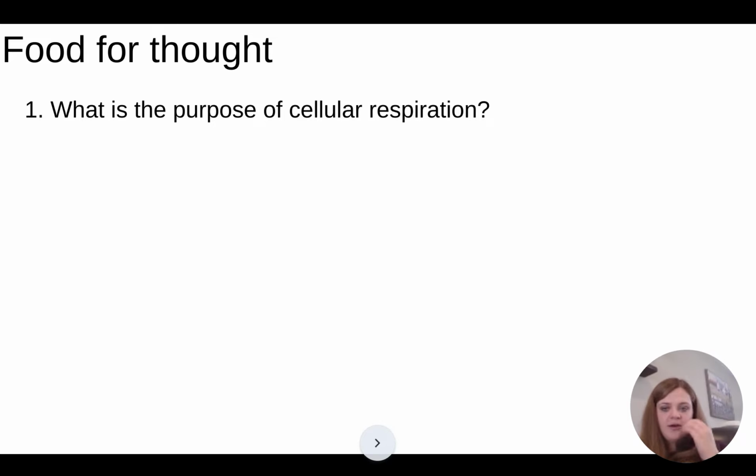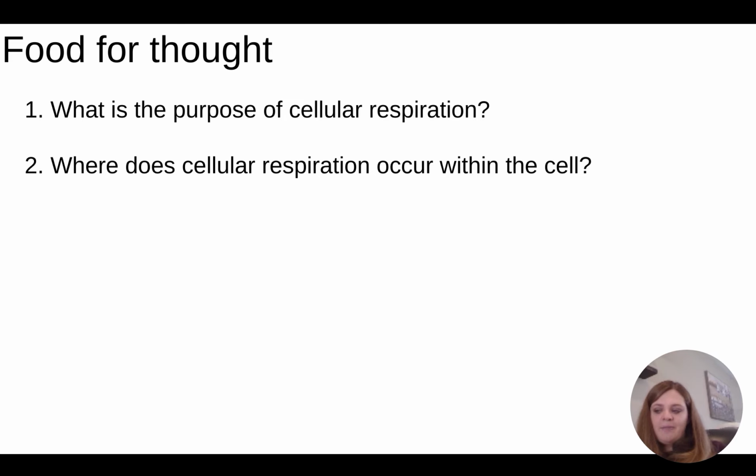All right, so hopefully at this point you guys can come up with what the purpose of cellular respiration actually is. Basically, the purpose is to turn sugar, or that chemical energy in sugar, into energy in the form of ATP, which is also chemical energy, to help power the cells.